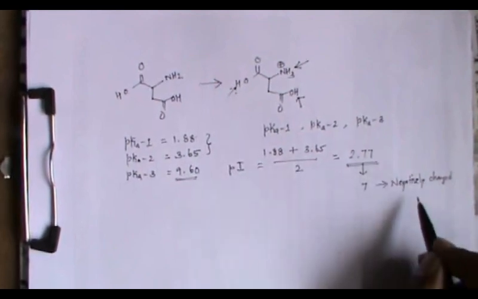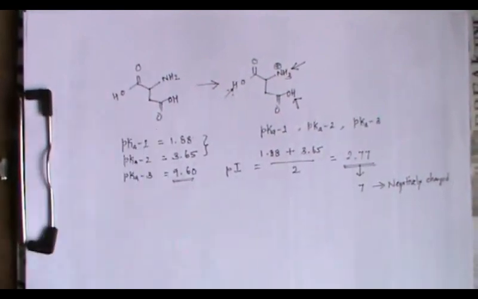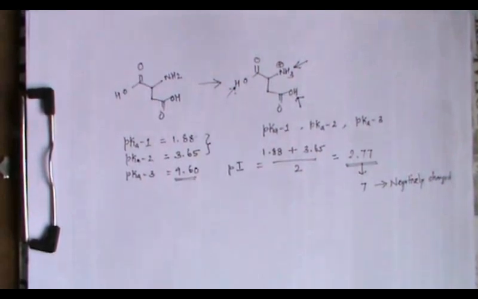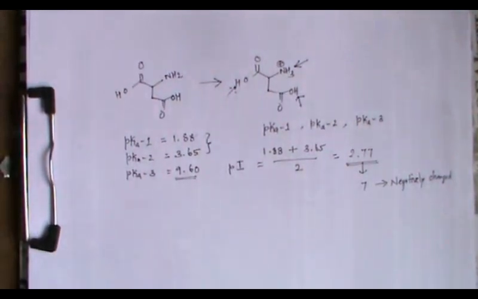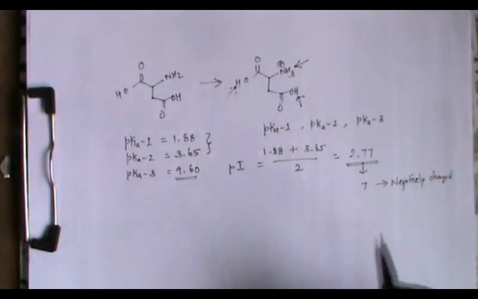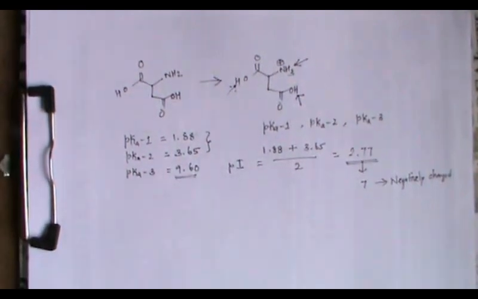At neutral pH, it will be negatively charged. That's why aspartic acid and glutamic acid are referred to as negatively charged amino acids. At neutral pH, that is at pH 7, they will carry a negative charge.